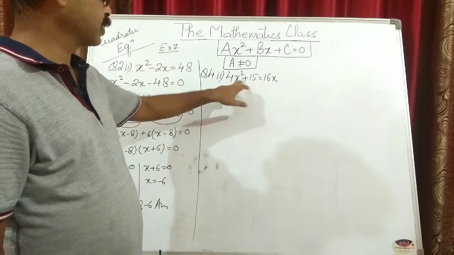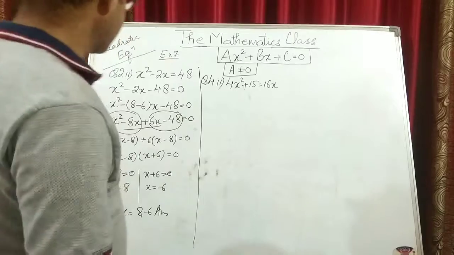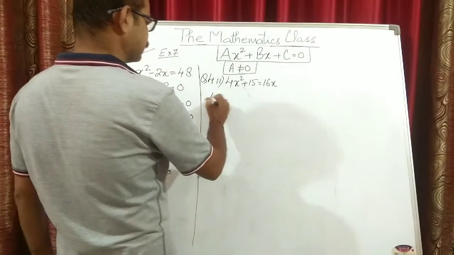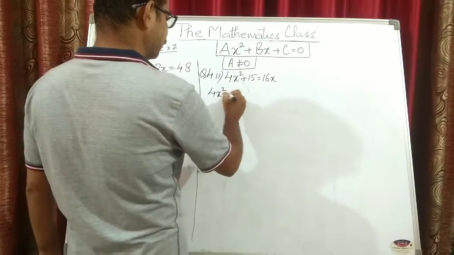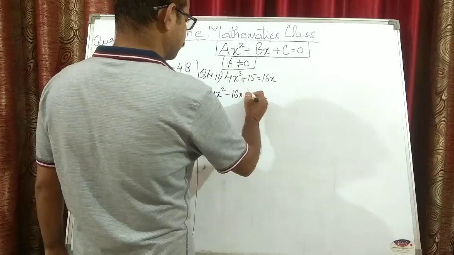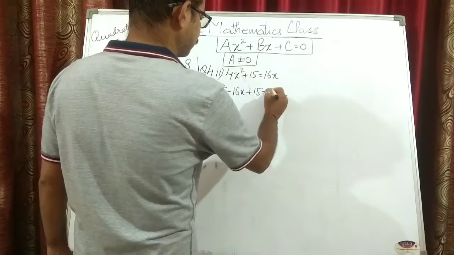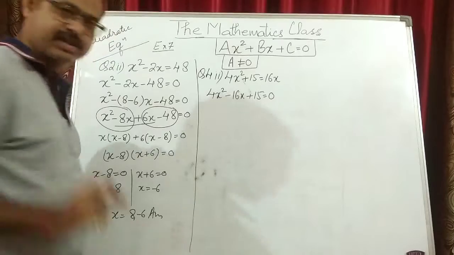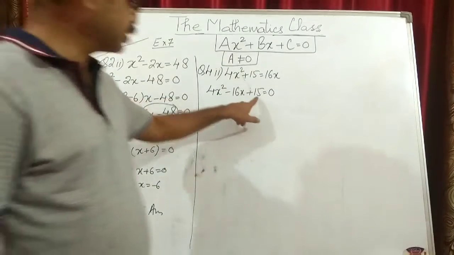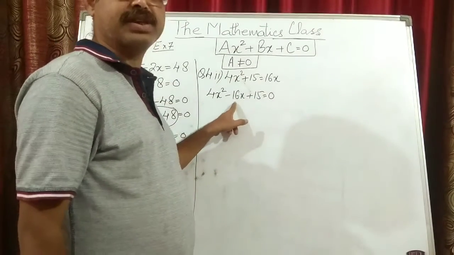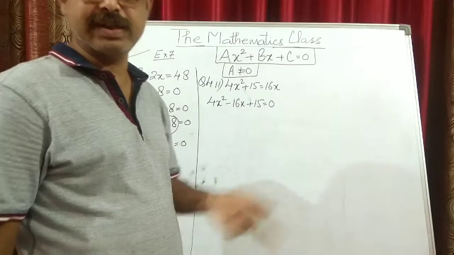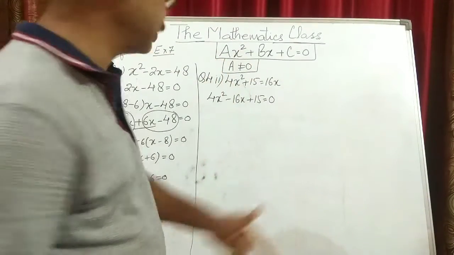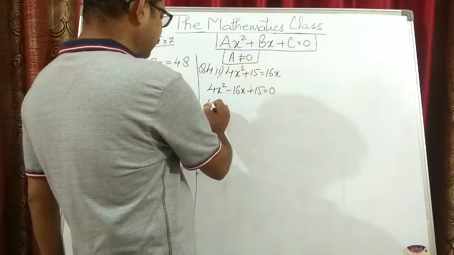Next question I have taken, fourth question, second part. It is 4x square plus 15 is equal to 16x. Again we will do the same thing. That is 4x square minus 16x plus 15 is equal to 0. a into c, 4 into 15, that is 60. Now 60 we need to break into 16. So 6 tens are 60 and 6 plus 10 is 16. It means 16 can be written as 6 plus 10.